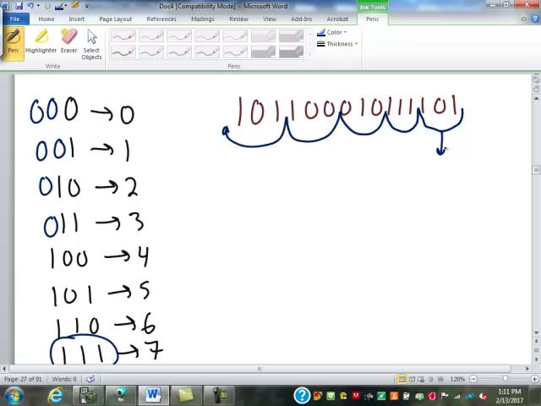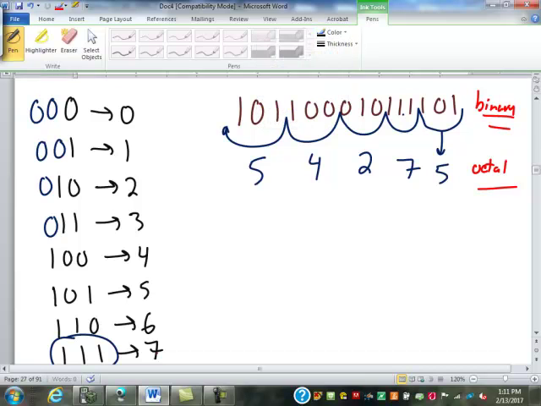101 is a 5. 111 is a 7. 010 is a 2. 100 is a 4. And 101 is a 5. So this is binary. This is its octal equivalent. So the conversion from binary to octal is very, very simple.